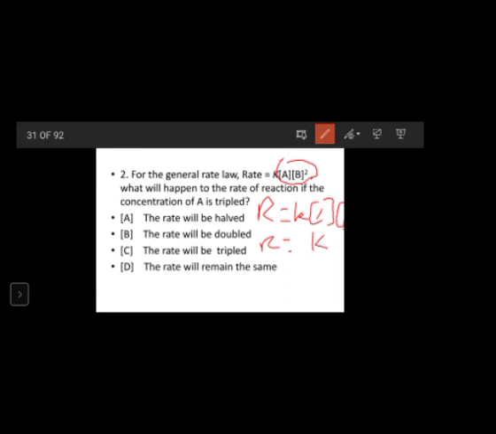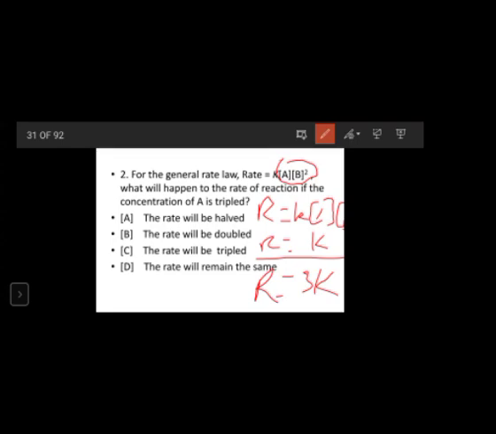Then you go there and triple the concentration of A. If you put where you have A now, if you put 3 there, what will happen? Rate becomes 3 and B will remain as 1. So it becomes 3K. Which one is higher, 1K or 3K? I mean, K is the specific rate constant. It's not like your thousands that you talk about. Okay. You see that when you triple the concentration of A, the rate has increased.